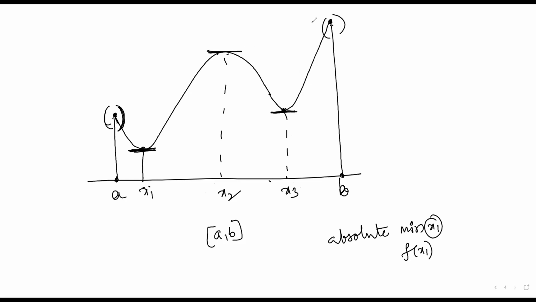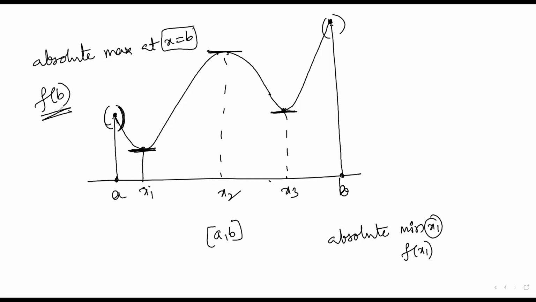And here what is maximum? Maximum is b, not x2. Maximum is b. Okay, absolute maximum. What is absolute maximum? It is b. Absolute maximum is at x equal to b. And f of b, when you substitute in the function, you get its maximum value. Okay, this is about local minimum, local maximum, and absolute minimum, absolute maximum.